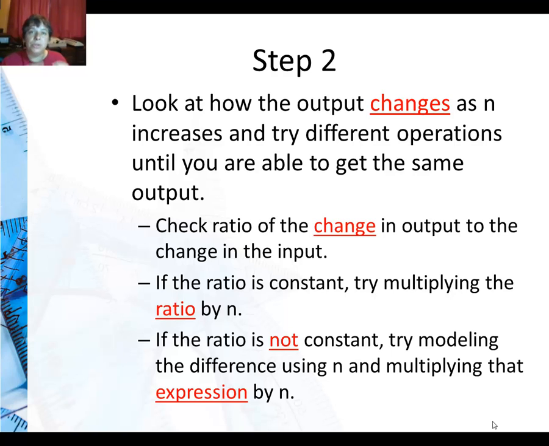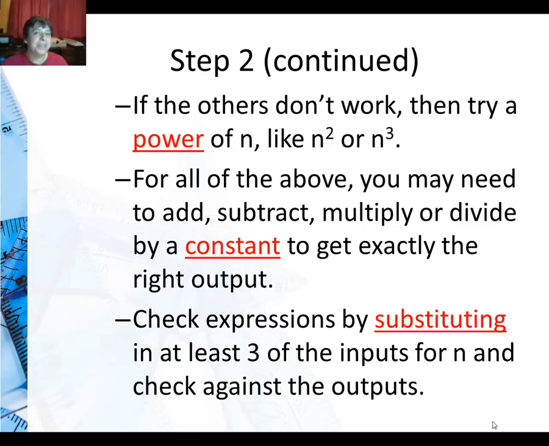What I like to do is look at the ratio of the change in output. When n goes up by 1, which is the easiest case to look at, does the output go up by the same amount every time? If that ratio is constant, in other words, it goes up by the same amount every time, then you want to multiply that by n. If the ratio is not constant, you might try modeling the difference using n, and then multiplying that expression by n. That's a little trickier.